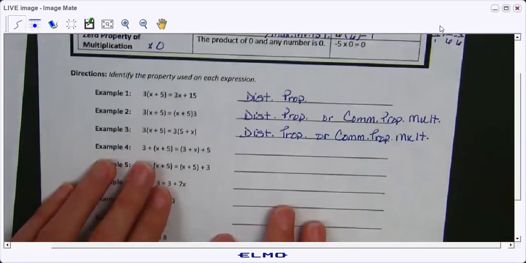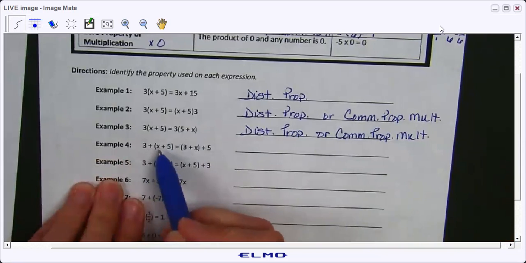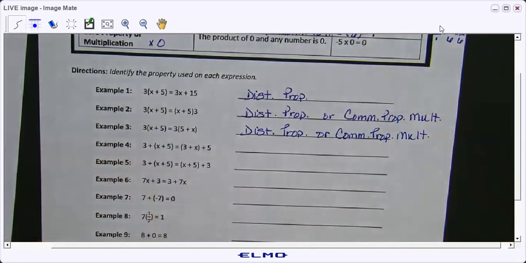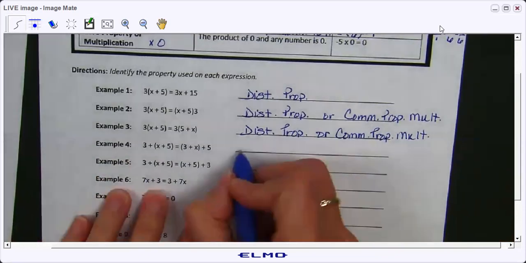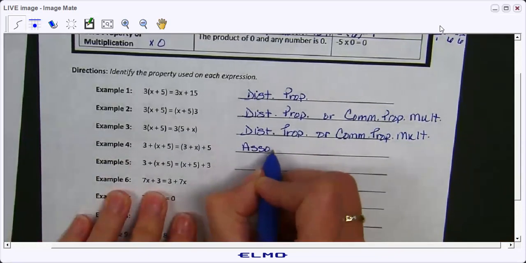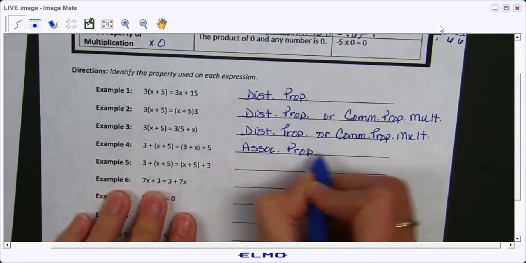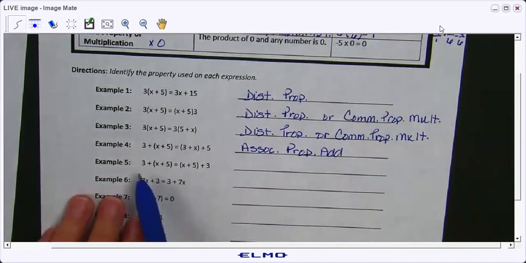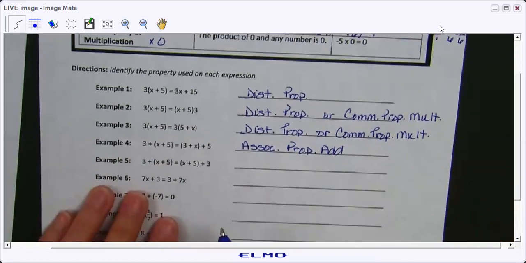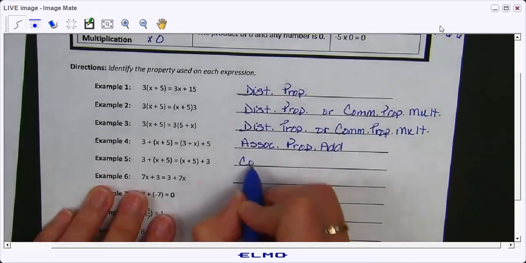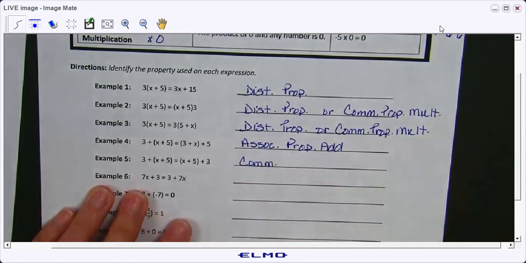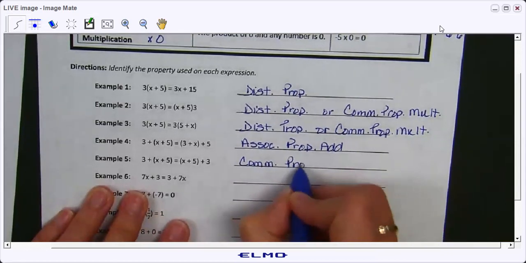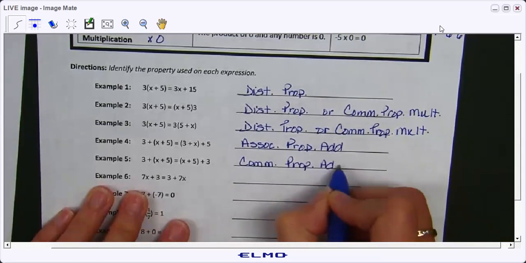Okay, next one, let's see, we have 3x5, 3x5, so it's in the same order. So it's not commutative, but our groupings have changed, which means it is associative property of multiplication. Good. All right, so number 5, 3x5, 5x3. What is this one? Remember, when the numbers are out of order, it's commutative. It's property of addition.